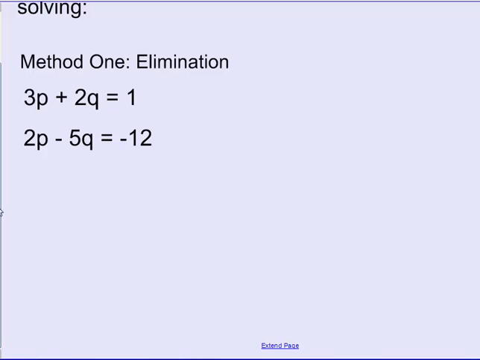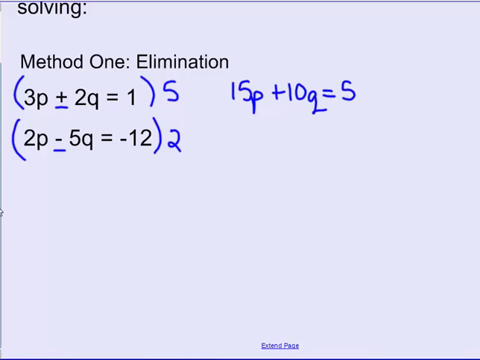So I see a positive 2q's and a negative 5q's here, which those are opposite signs. So multiplying each term in the first equation by 5 and each term in the second equation by 2 should give me negative 10q and positive 10q. So 5 times 3p's is 15p's. 5 times 2q's is 10q's. And 5 times 1 would give me 5.